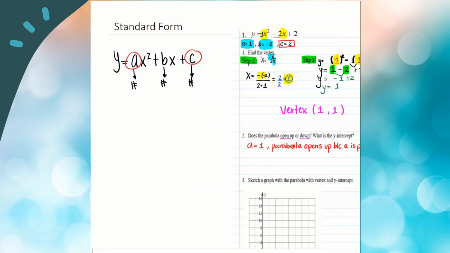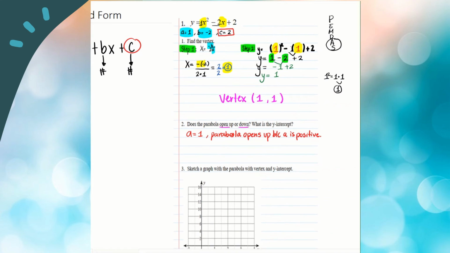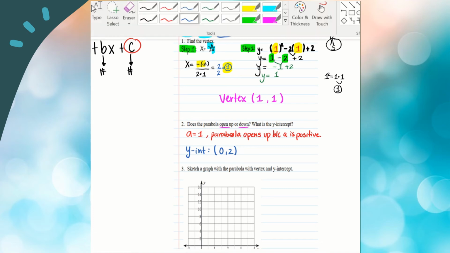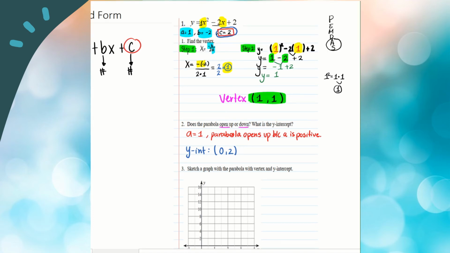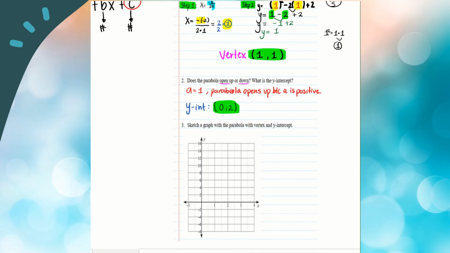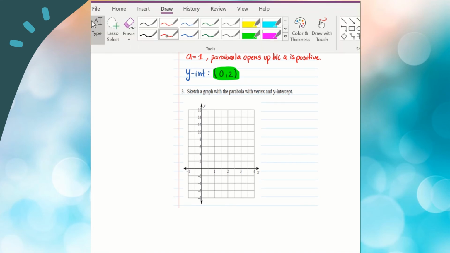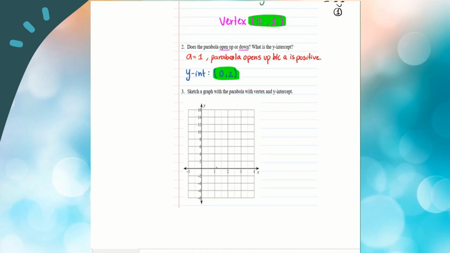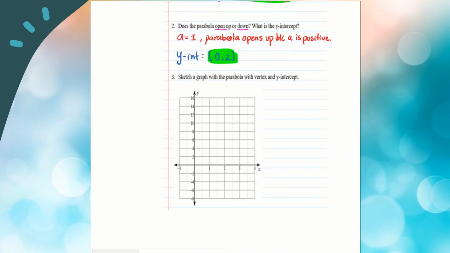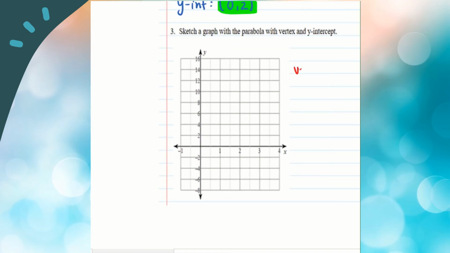C helps us identify our y-intercept. So your y-intercept in this case is going to be whatever C is. So since C is 2, then your y-intercept is (0, 2). Every time you have a y-intercept, your x-coordinate is always 0. That's where we got the 0 from. So now you have 2 points that you can graph for your parabola, your vertex and your y-intercept, which is enough to graph your parabola because we'll get a third point by using the line of symmetry.